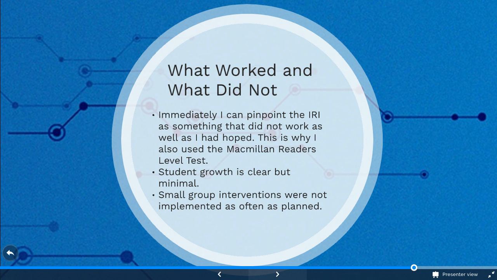And I do wish that I could have done some more small group interventions. I wanted them to happen 3 times a week, and that was not possible. Again, due to scheduling, I have a lot of students, and it's high school, so there's a lot of things going on. But I do think that this was a very valuable thing to implement in the classroom. I will definitely continue working on this and continue improving.